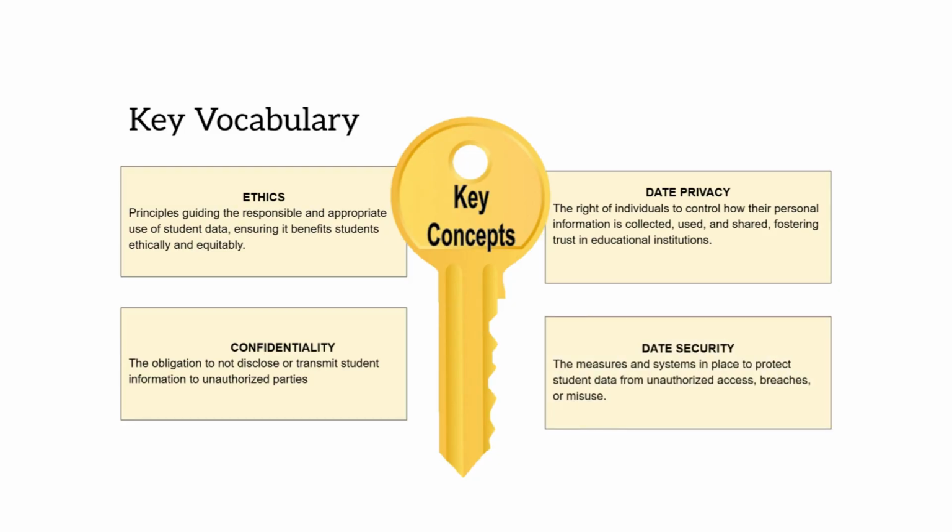The last term is data security. Data security involves the measures and systems in place to protect student data from unauthorized access, breaches, or misuse. It's the technical and procedural safeguards put in place to protect data, again, from unauthorized access, loss, or damage. Very simply, it's the protection mechanisms.